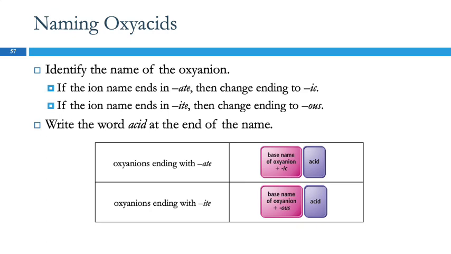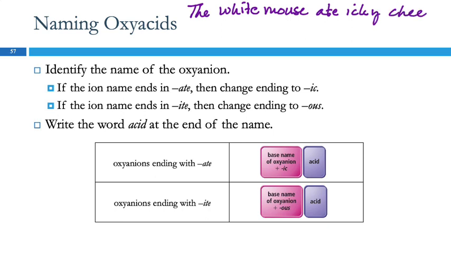So how do we keep ate and ite and ic and ous straight? Well, there's two silly sentences. The white mouse ate icky cheese. So there's ite, ous, ate, and ic. These two go together, and those two go together.